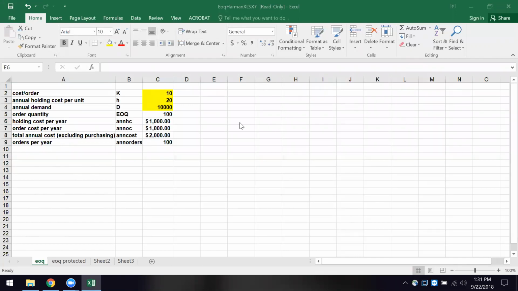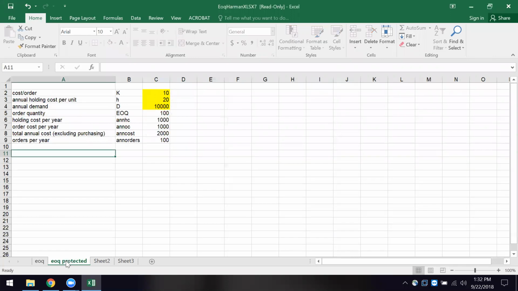So the orders per year and the EOQ come up to 10,000 for these folks, which is what we have in terms of the annual demand. Now they have a second tab here, EOQ protected. All right, and let's look at this for just a minute.